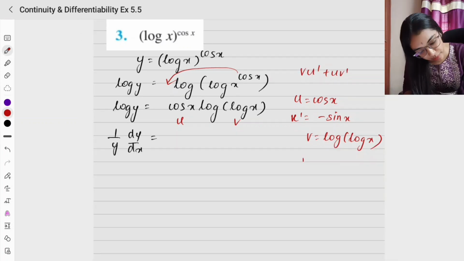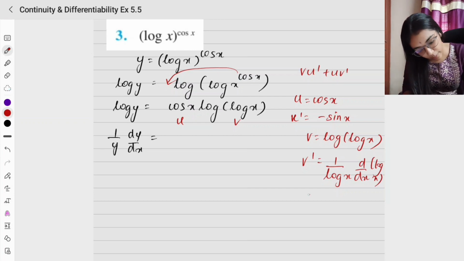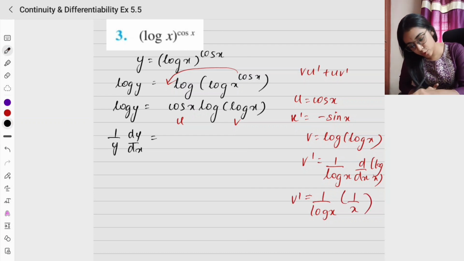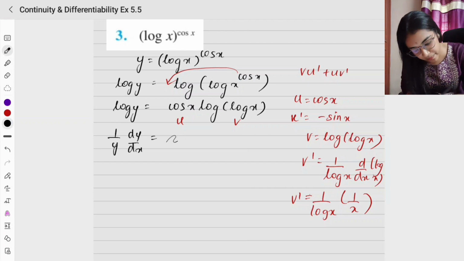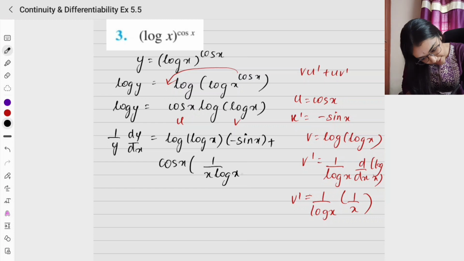So this will be v dash. For log of something, the derivative is 1 by that something, which is 1 by log x. I again need to differentiate my log x. Correct? Don't forget that. Now I'll have 1 by log x times d by dx of log x, which is going to be again 1 by x. So this is my v dash. Now let us substitute this. v u dash, which is going to be log of log x times u dash, which is minus sin x, plus uv dash, which is going to be cos x times v dash, and that is 1 divided by x log x.